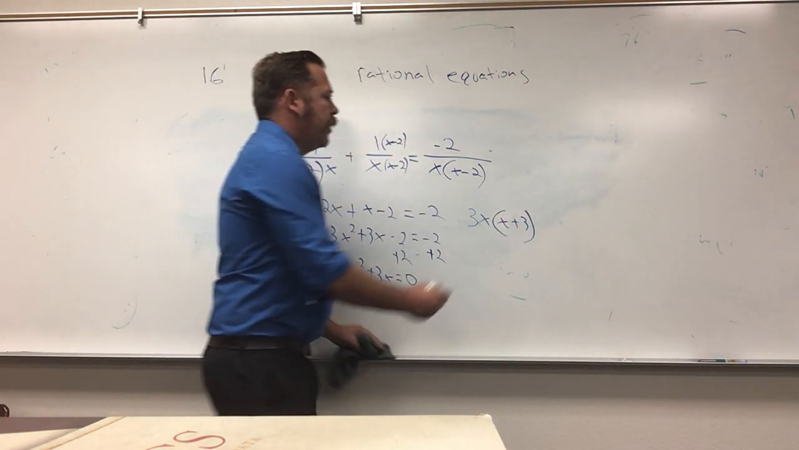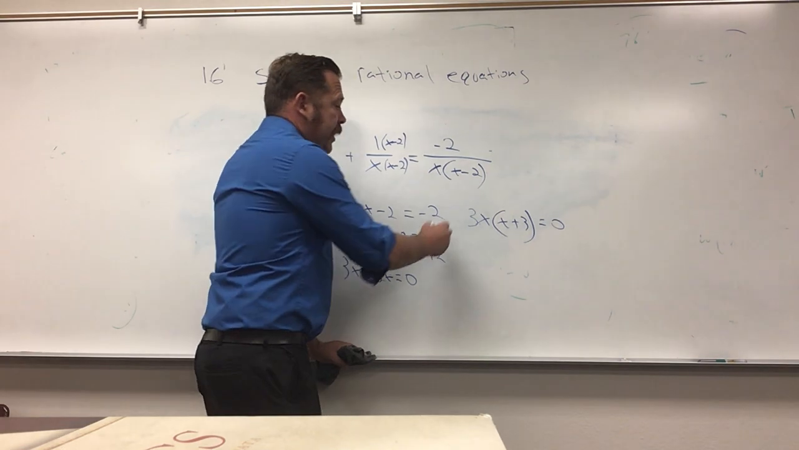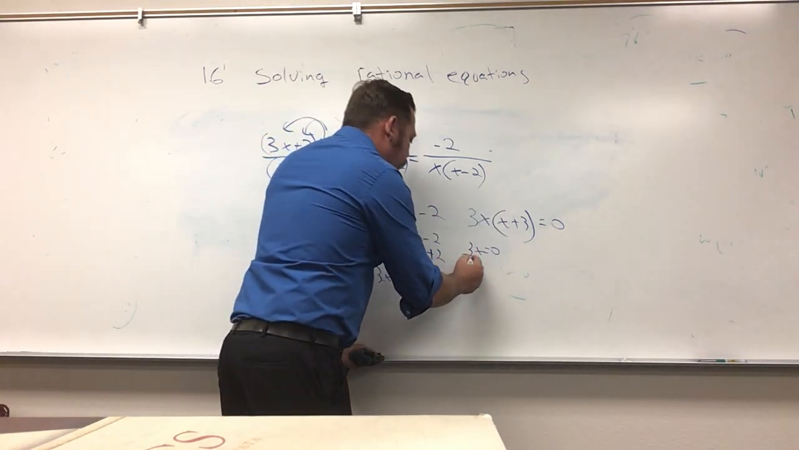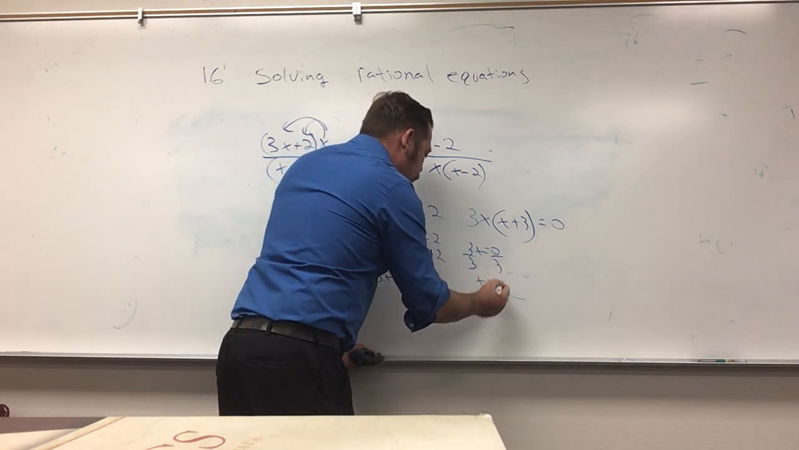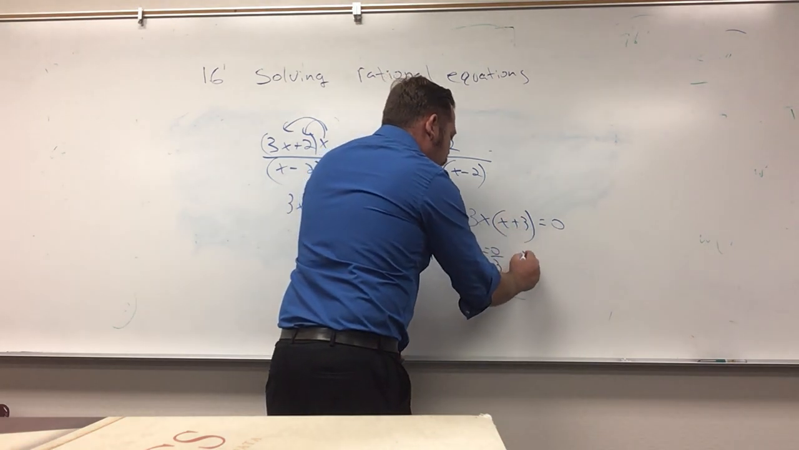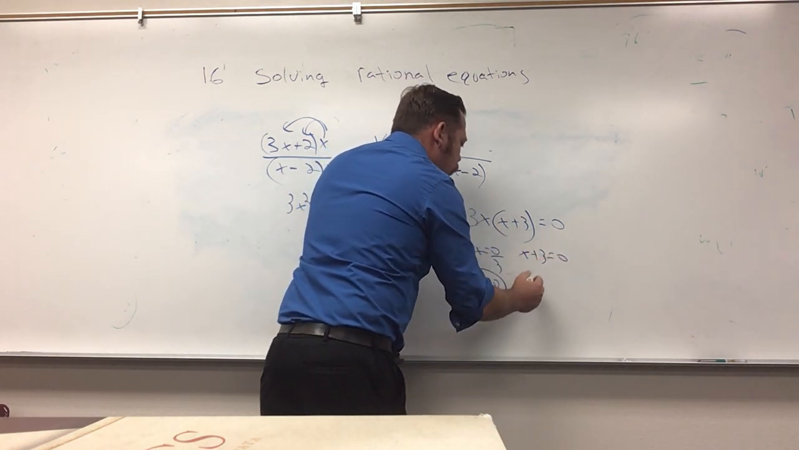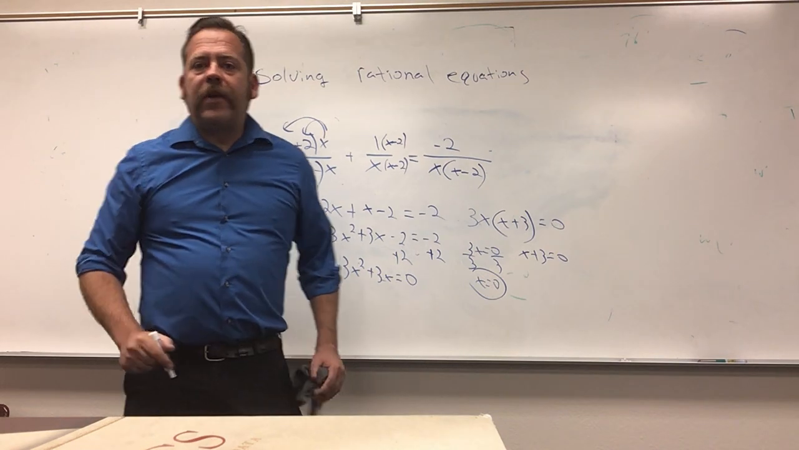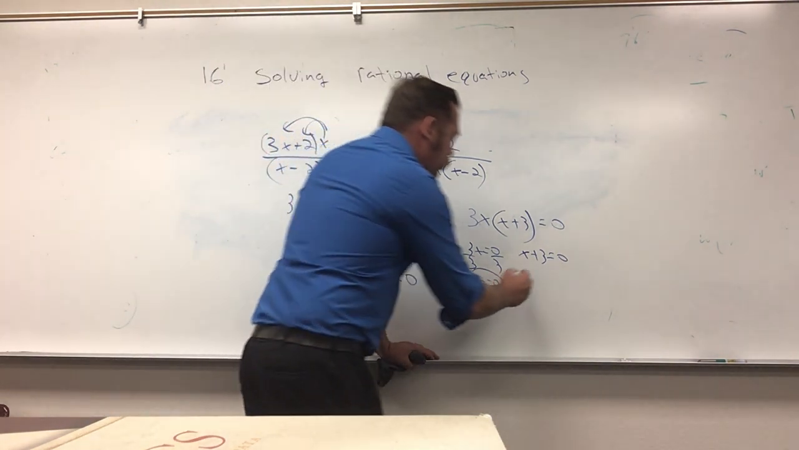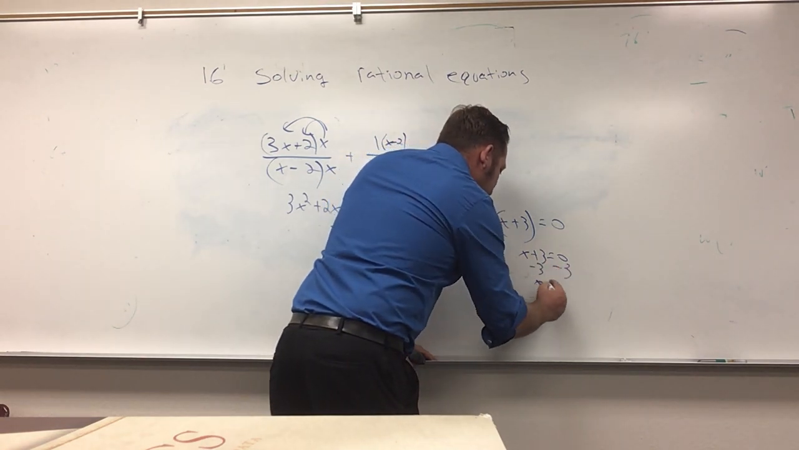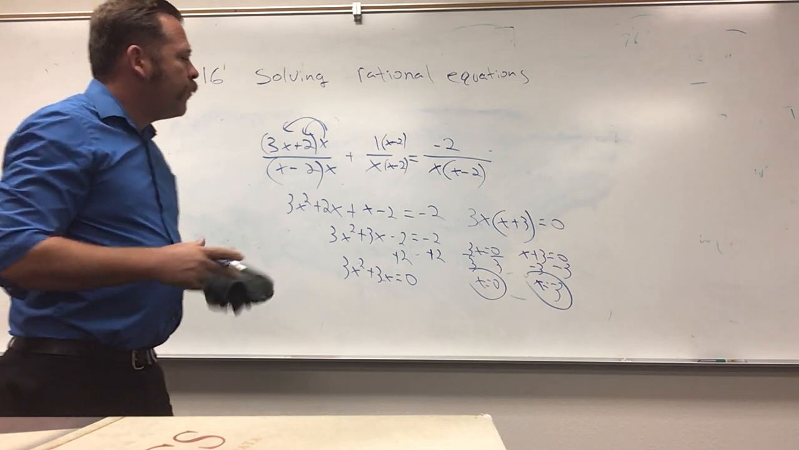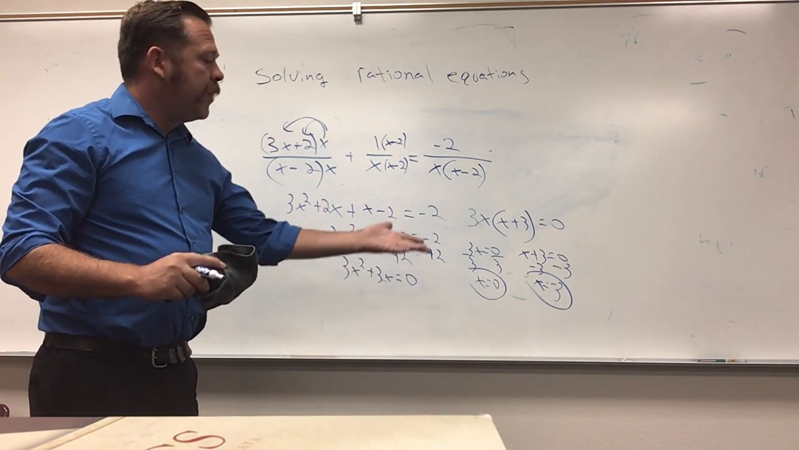Okay? Equals 0. Now I'm going to set this factor, 3x, equal to 0. If I divide by 3, I get x equals 0 as one of my solutions. And this factor, x plus 3, if I do x plus 3 equals 0 and I subtract 3, I get x equals negative 3. All right, now we have to check to see, maybe both of these work, maybe none of them work, maybe only one of them works.